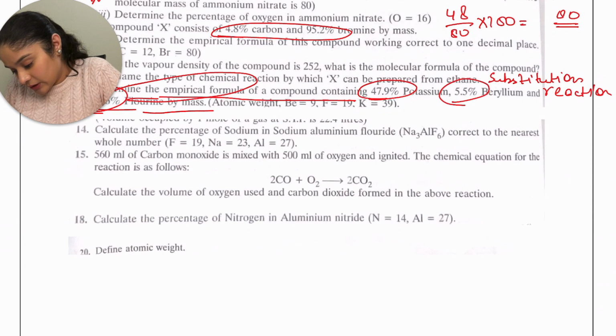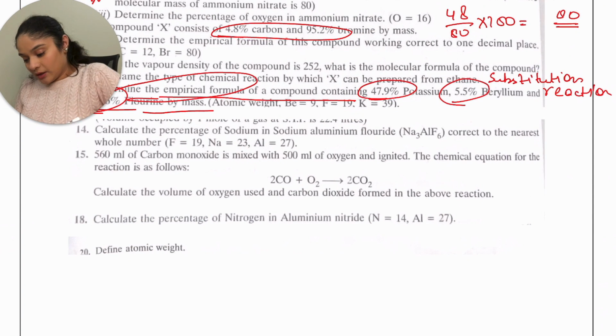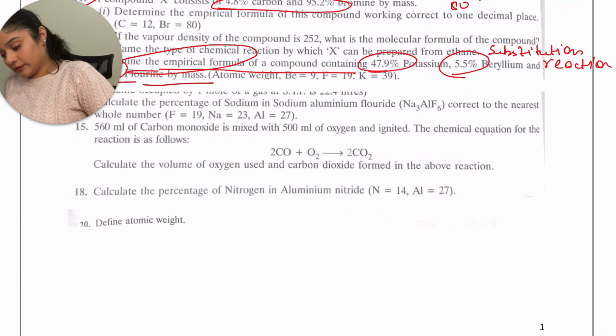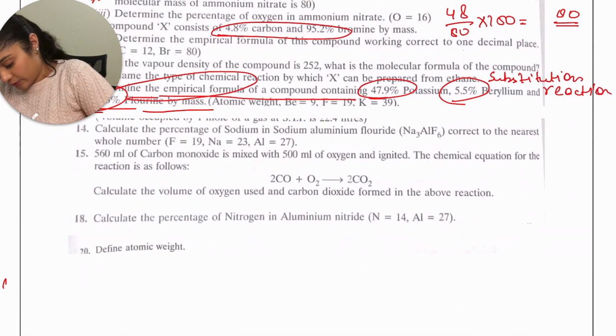We just have to calculate the empirical formula and that's it. Now let's move on to question number 14. Calculate the percentage of sodium in sodium aluminum fluoride. So you have Na3AlF6, correct to the nearest whole number, and the values are given to you. Okay, this is easy. We'll just do question 14 right here.